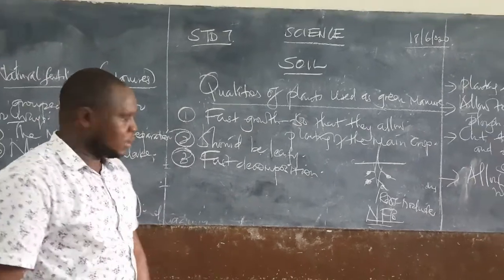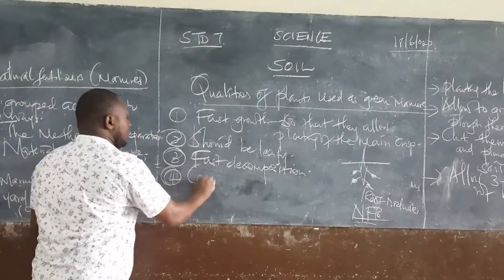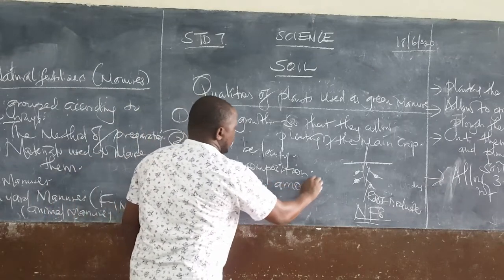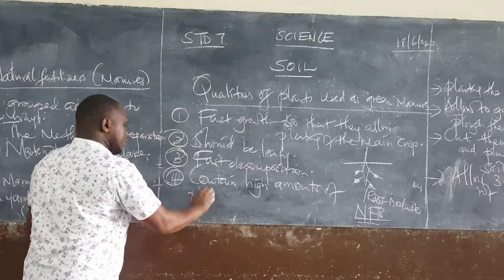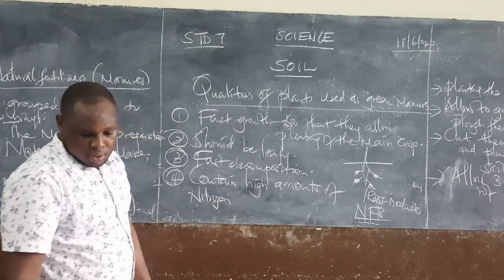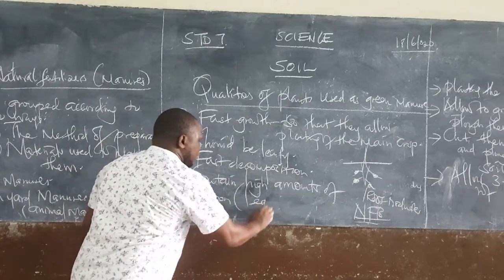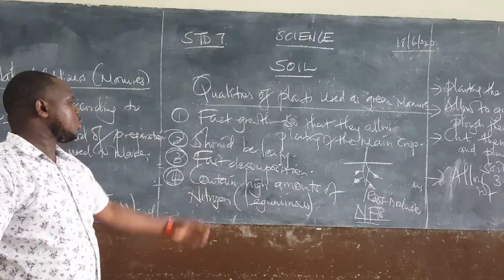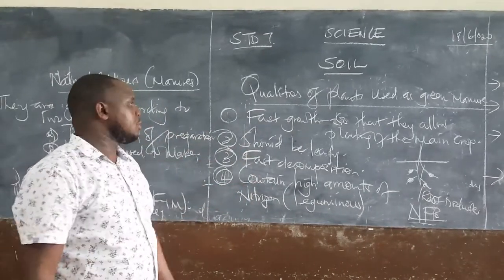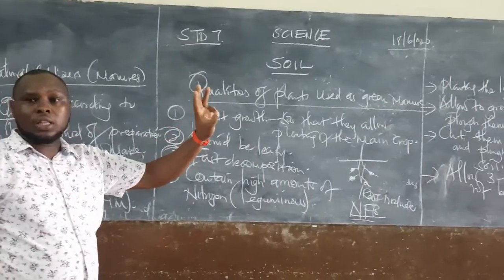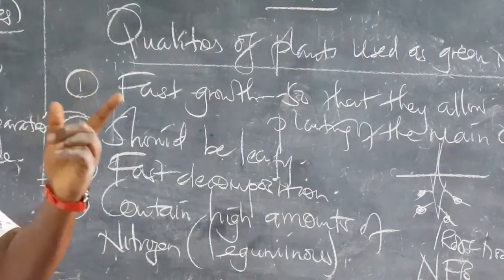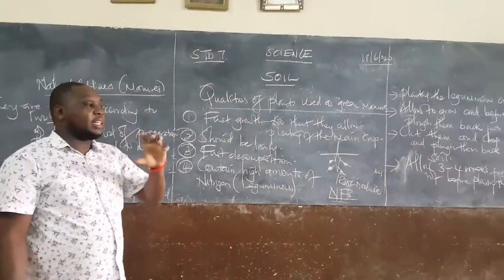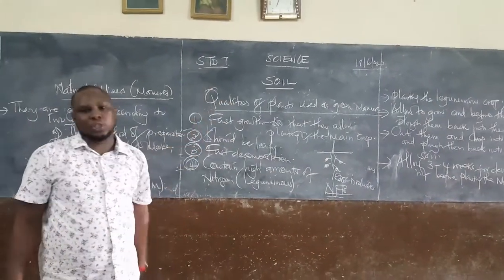Then lastly, they should contain high amounts of nitrogen. Therefore, I'm saying that's supposed to be leguminous. Here, we majorly require the leguminous crops. So those 4 points are the qualities of plants that are used as green manure. Fast growth, fast decomposition, should be leafy, and lastly, they should be having high nitrogen content, so that they can be able to fix the nutrients into the soil.